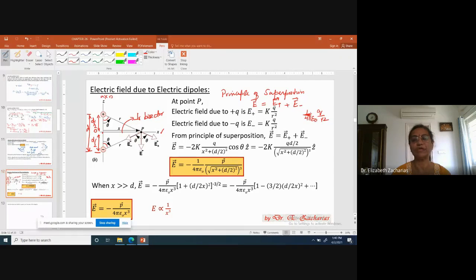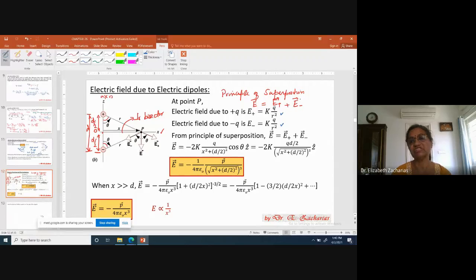Instead of 1 by 4 pi epsilon naught, we are just going to write K. Is that clear? So that's how you get this. And you see that the electric field due to the negative charge also is going to have the same magnitude. First, I'm writing the magnitude, so don't put any minus and plus and all that. It is just KQ by R squared. Both are having the same magnitude.